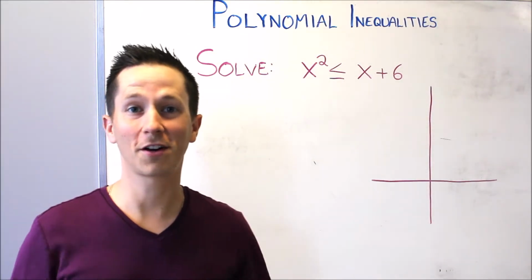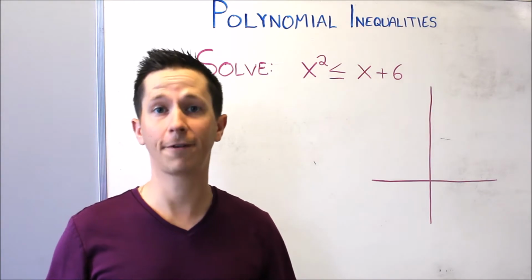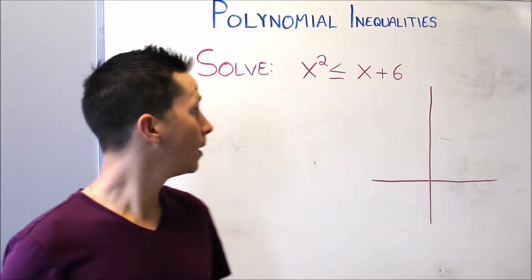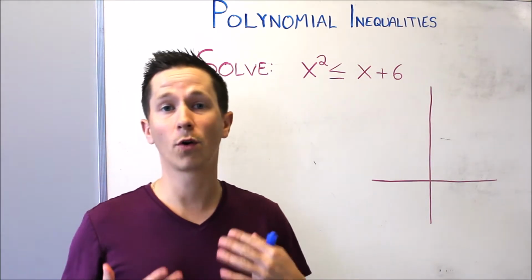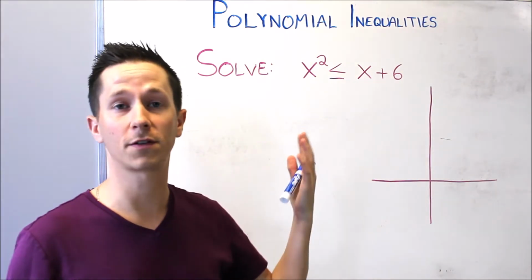Okay, here we go. We're going to solve a polynomial inequality, and we're going to do it two ways. One through graphing and then one algebraically. So what do we got? If we read it out in words, it really helps. So it says x squared is less than or equal to x plus 6, and we have to solve.